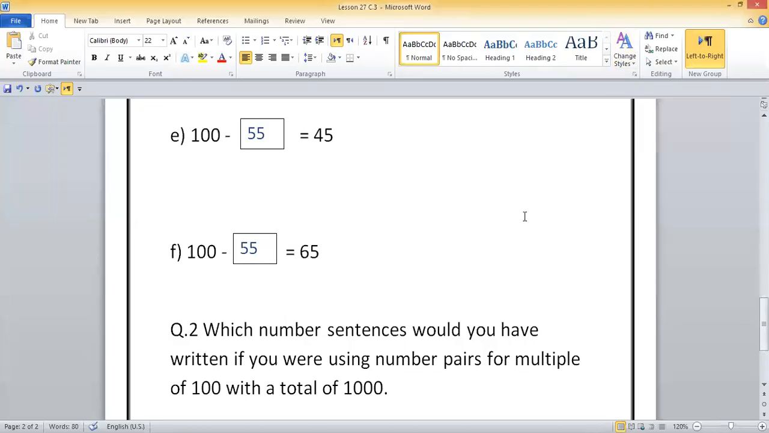Yes, I'm waiting. This is lesson number 28 for grade 3 mathematics, and we are going to complete the first question, question number 2, for the topic Fact Family Flower, and then we will start a new topic, that is Target 11. Okay, so question number 2 is, which number sentence would you have written if you were using number pairs for multiples of 100?